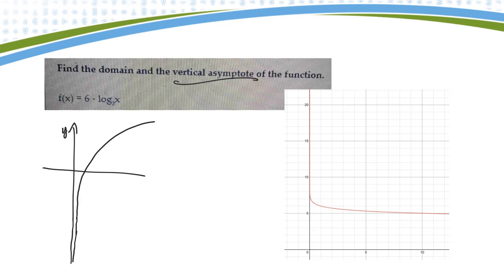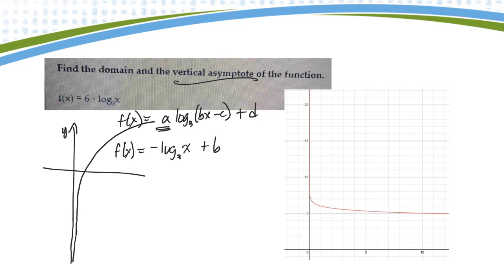But now we have some transformations with this one. Currently the function isn't written in the right way. I would write it like this: negative log base 3 of x plus 6. Because if I want to look at transformations, this is what the transformations would look like. So what I'm looking for are things for what's in A, B, C, and D. Turns out that there's nothing for B and C, so there's no X transformations. There's just something out here, right there, and there's something at the end.